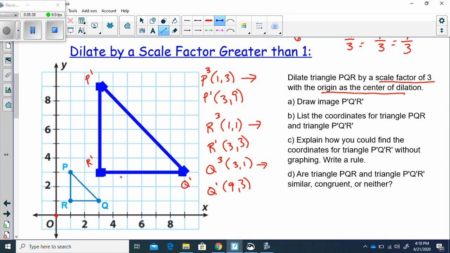Same here. This side is 2. This side would be 2 times 3 is 6. 1, 2, 3, 4, 5, 6. This triangle's sides are each 3 times the sides of these here.